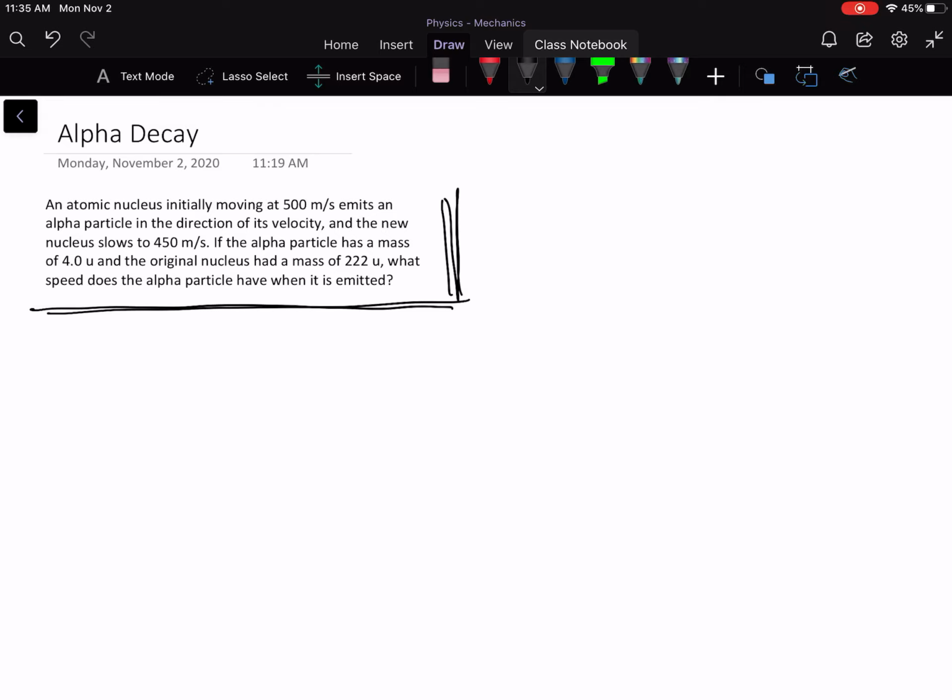So initially, the alpha particle and the original nucleus are all part of the same thing. And that whole thing is moving to the right, say, with some velocity I'll call initial velocity. And we're told that that initial velocity is 500 meters per second. And so if this is before the alpha decay, then after, we've got the following situation.